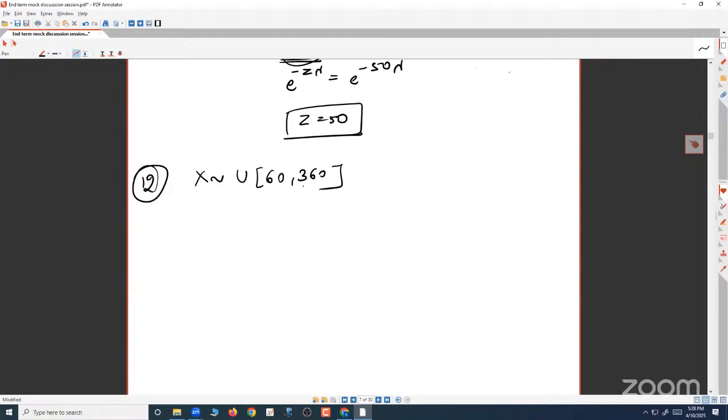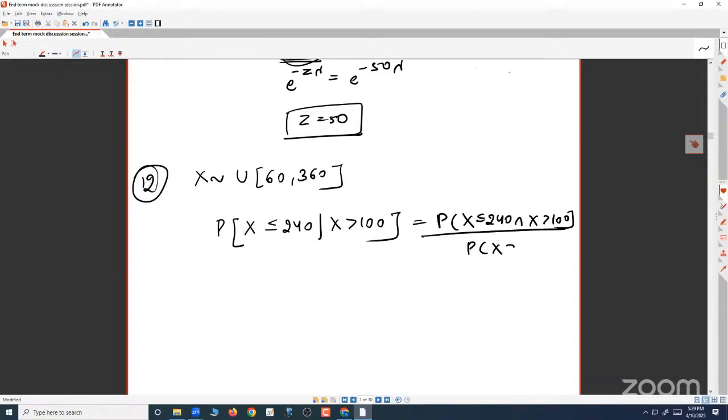Now we have to find the probability that the box of donuts is finished by Ajay within 240 seconds, so that is X less than or equal to 240, given that he took more than 100 seconds, that he lost the challenge. So basically it would be X greater than 100. Now I can write this as the probability that X is less than 240 intersection X is greater than 100, divided by the probability that X is greater than 100. Is this step clear?